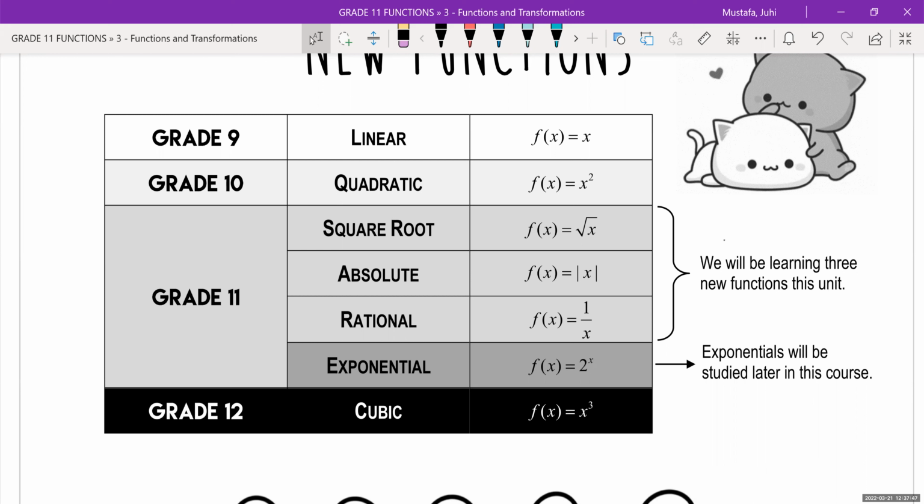By the end of grade 11, you'll know the square root function, absolute value function, rational function, and exponential function. And then in grade 12, you learn one last function for high school, which is the cubic function. Okay, so that's sort of the overview of what you've learned already and where you're coming from.